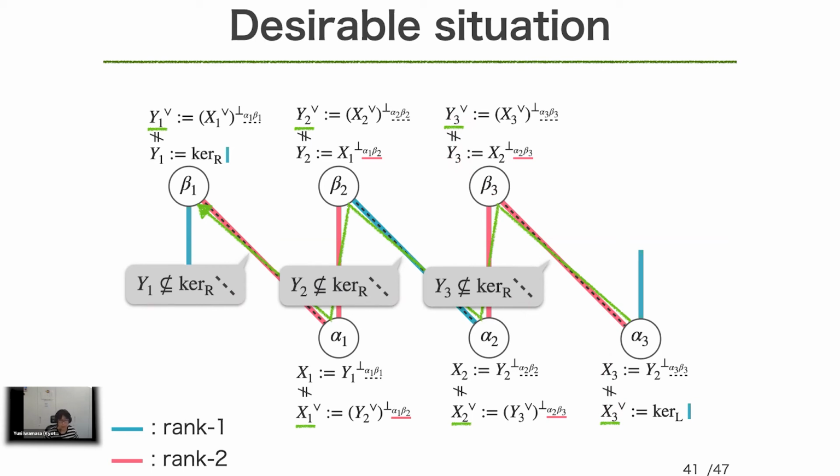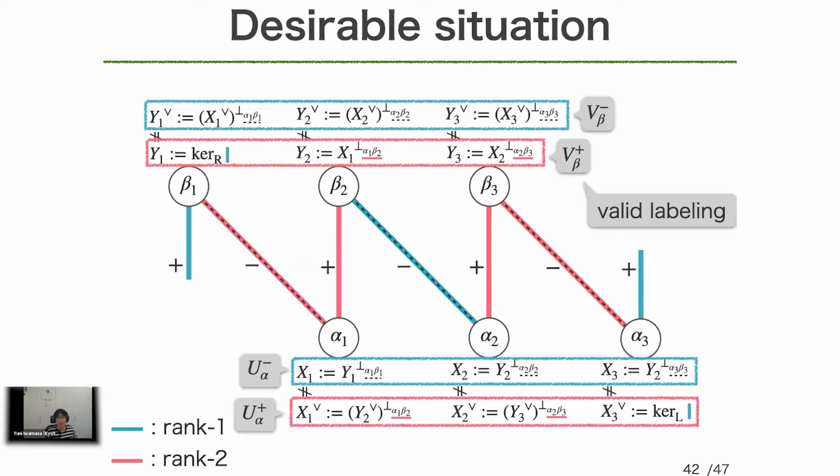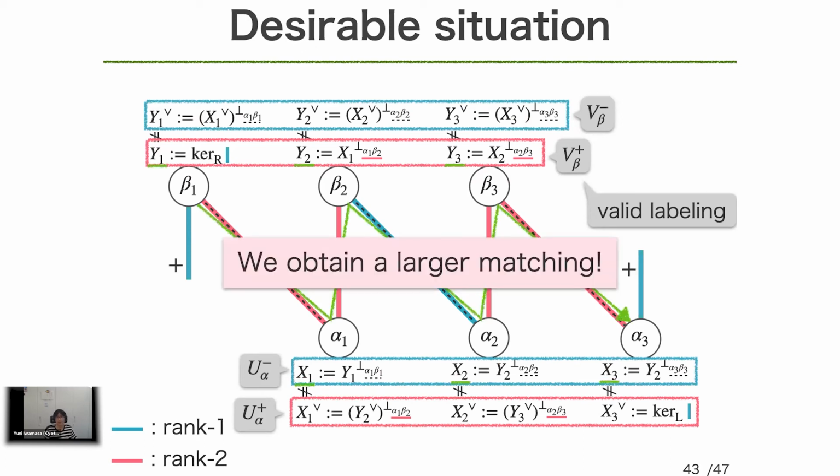So please recall the construction of plus and minus spaces in the condition VL. This means that the construction of plus and minus spaces is the same as this back propagation and the front propagation. So we can say that these spaces are minus spaces, and these spaces are plus spaces, and they are different. So we can say that this is a valid labeling of the new edge subset. So we obtain a larger matching by adding the edges in the path.